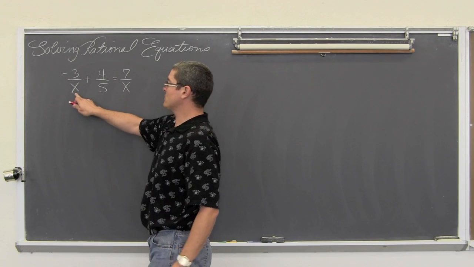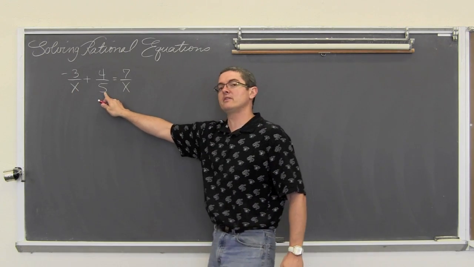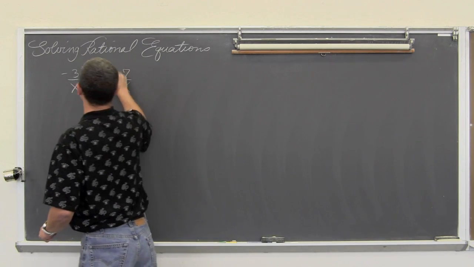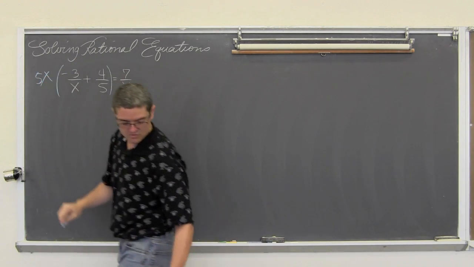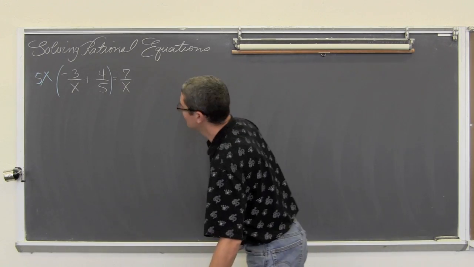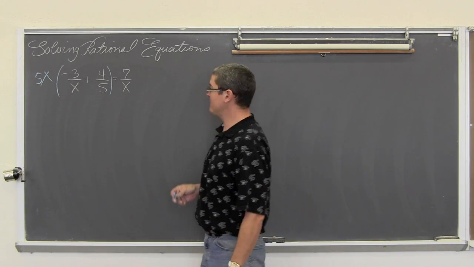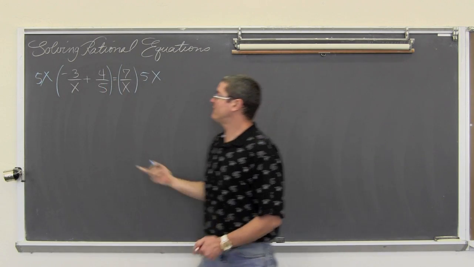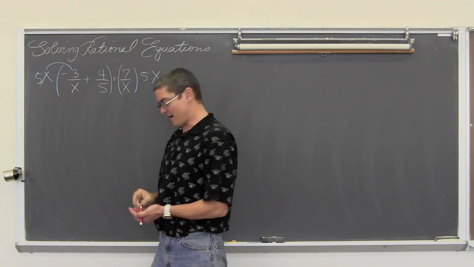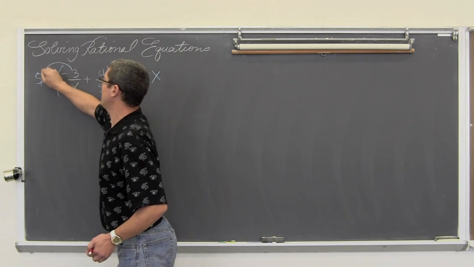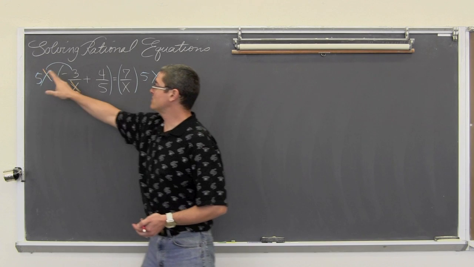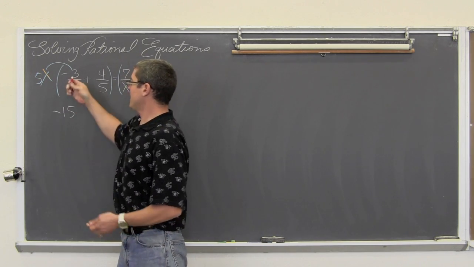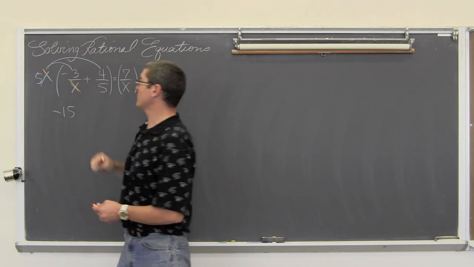So we have a factor of x in this denominator, a factor of 5 in this denominator, and if we multiply the entire equation through by 5x, sorry for the interruption there. So we're going to multiply both sides by 5x, the lowest common denominator. So when we do that, 5x times negative 3 over x, the x's are going to cancel out. So we're going to end up with just simply 5 times negative 3, which is negative 15. And then take that 5x and bring it through to the second term.